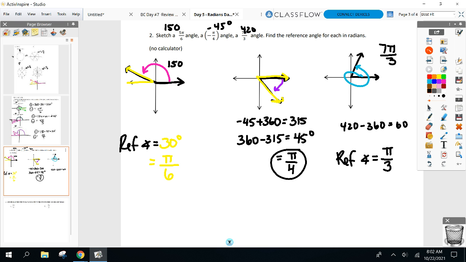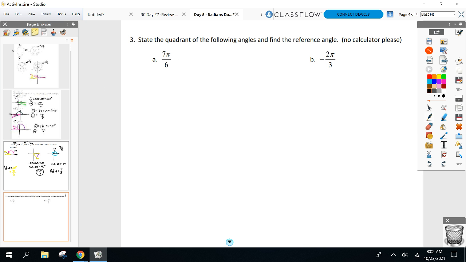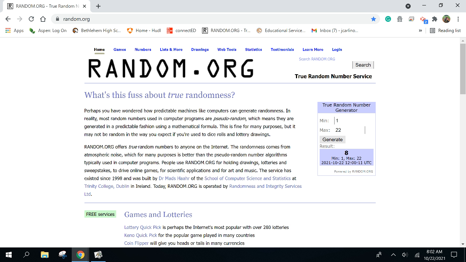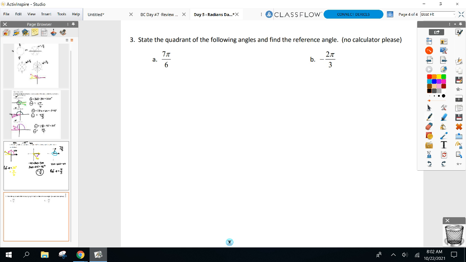Questions, comments? All right. No calculator, huh? What's the quadrant? What's the reference angle? Quadrant and reference angle. So I have 7 pi over 6. You guys see pi over 6. Look back if you have to. No issues there. 7, Connor, pi over 6. 30 degrees. Times 7.